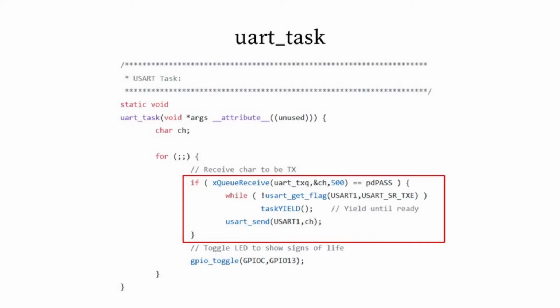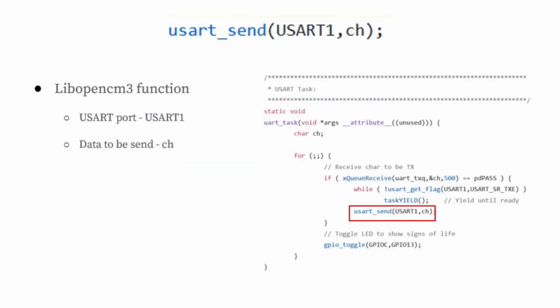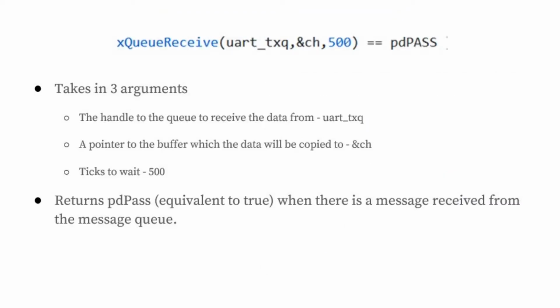If an input is detected, it will send the character into the serial output using the USART send function. This function takes in parameters the USART port, which is USART1 in this case, and the data to be sent, which is ch, which stands for the character taken from the message queue.